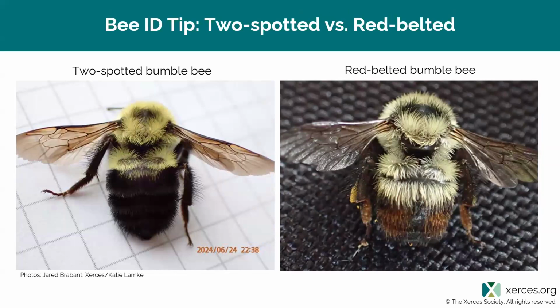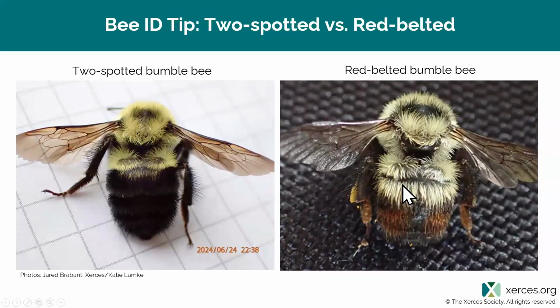All right, so as you can imagine, because of that color variability, red-belted bumblebees can be really easy to mix up with different bumblebee species. The thing that you really want to look out for is the presence of red hairs on the abdomen. If I see red hairs on the abdomen of a bee, that immediately makes me think potentially it could be a red-belted bumblebee.